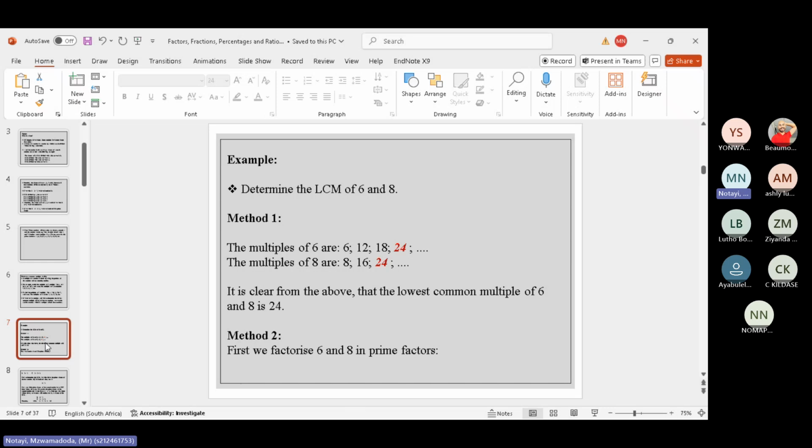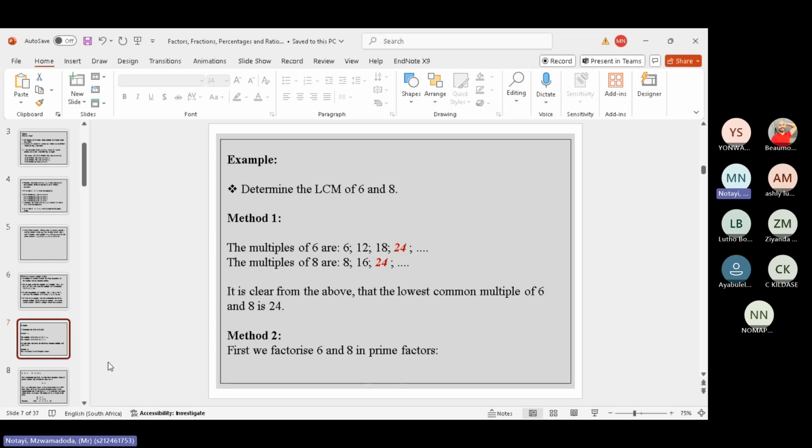And the multiples of 8 are 8 times 1, that is 8. 8 times 2 is 16. 8 times 3, 24. 8 times 4, 32, and so on. So as you will see, the lowest of all those multiples is 24. So we say the lowest common multiple of 6 and 8 is 24.